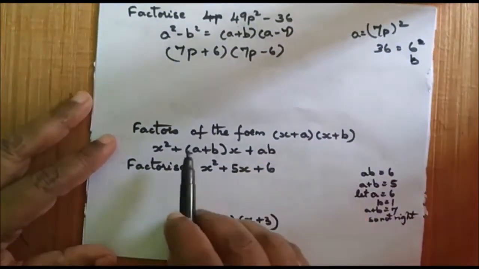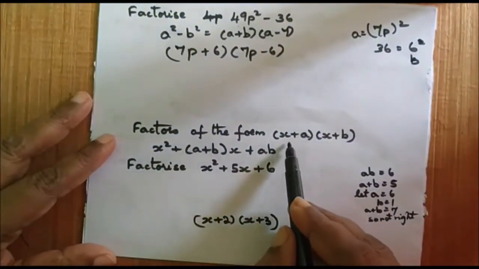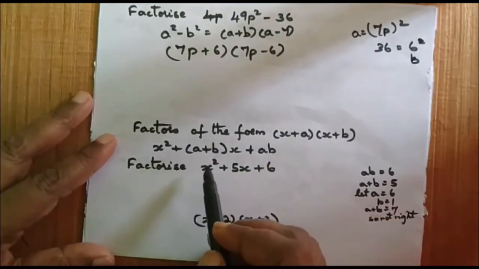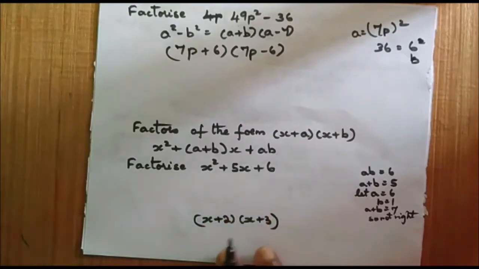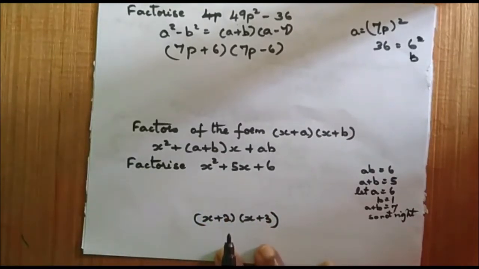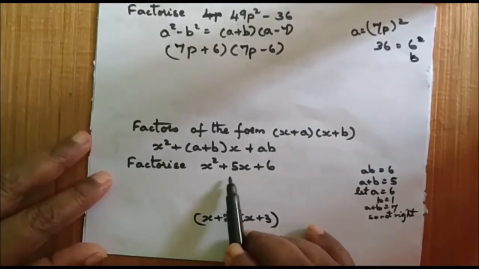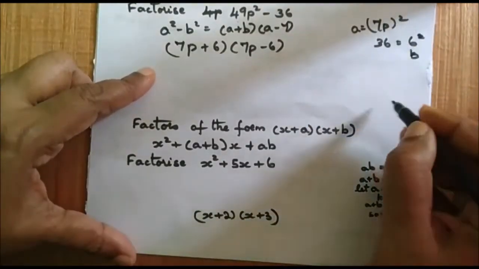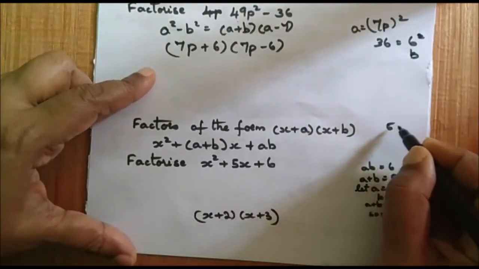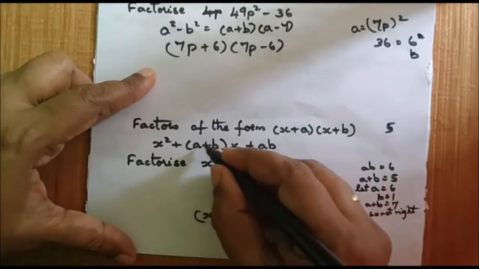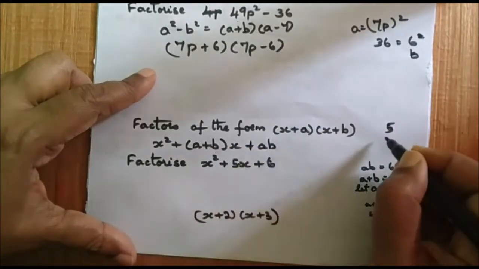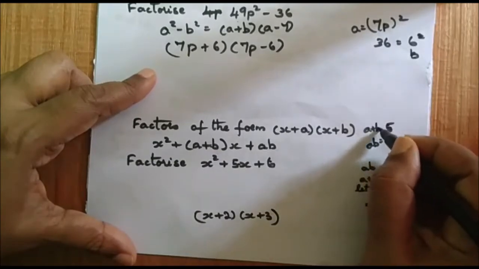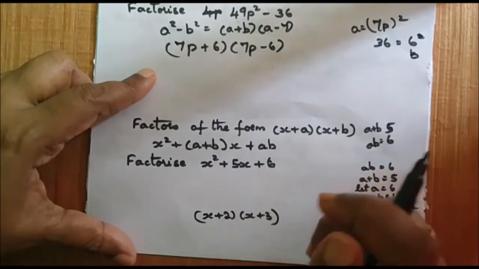Now we will go to another identity, that is of the form (x plus a) into (x plus b), that is x squared plus (a plus b)x plus ab. So students, see this carefully. We are given an equation x squared plus 5x plus 6. Now we have to find two terms such that a plus b is 5 and ab is nothing but 6. You have to find two terms in such a way that a plus b is 5 and ab is 6.